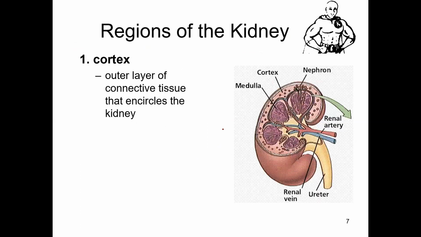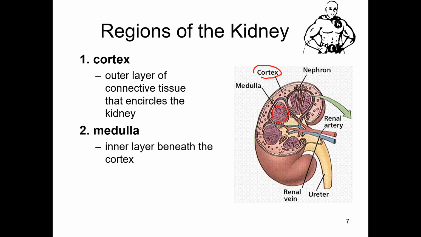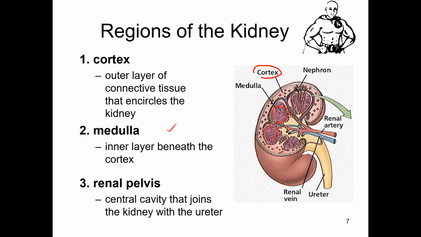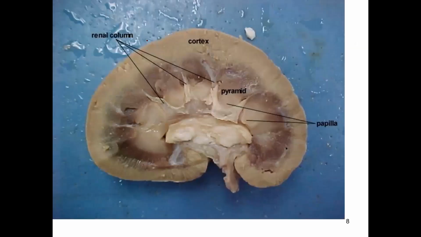Regions of the kidney: the cortex, the outer part; the medulla, these pyramidal pink structures right here; and then the third part, the renal pelvis, is this part right here where the urine collects. There they are: renal columns, renal pyramids, medulla, cortex, and the pelvis.